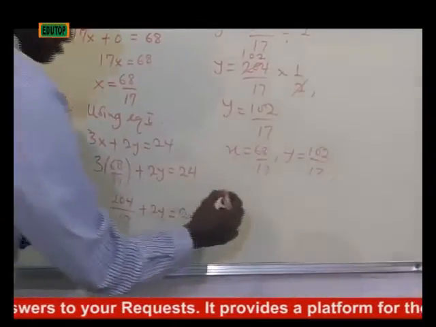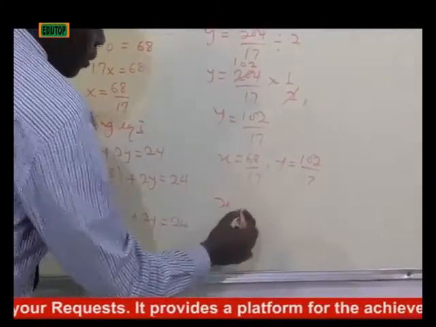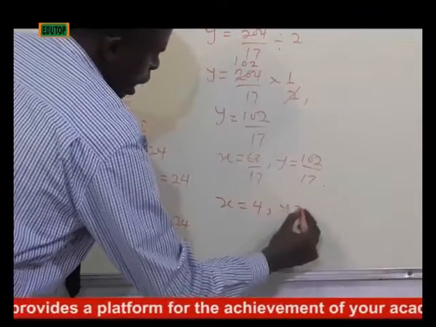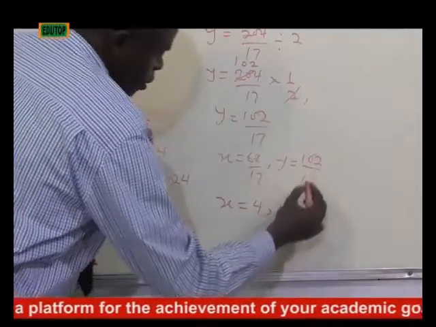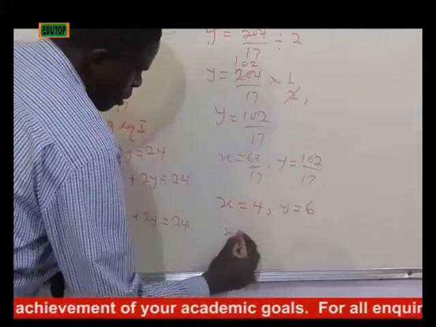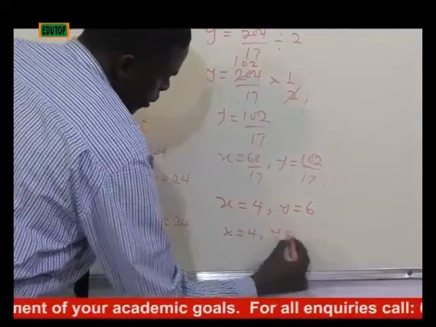Then x in this gives 4, and your y here, 102 divided by 17, is 6. So my x is 4 and my y is 6.